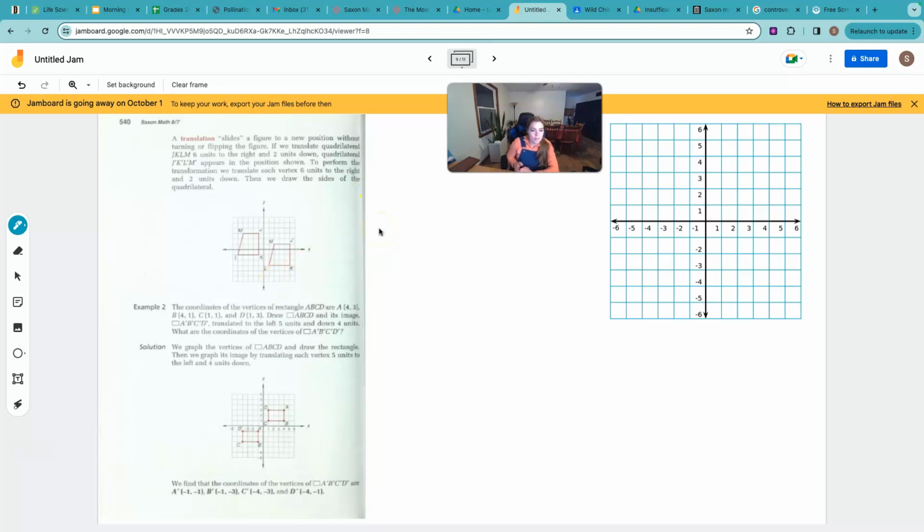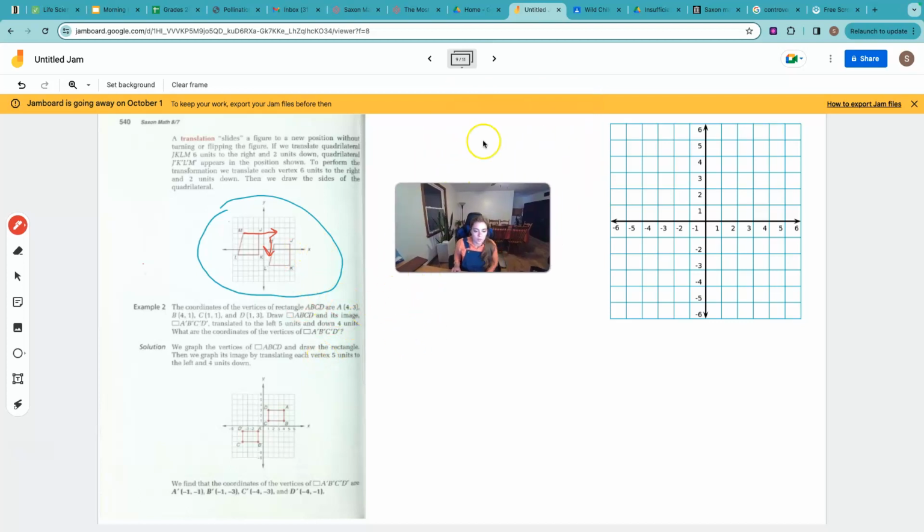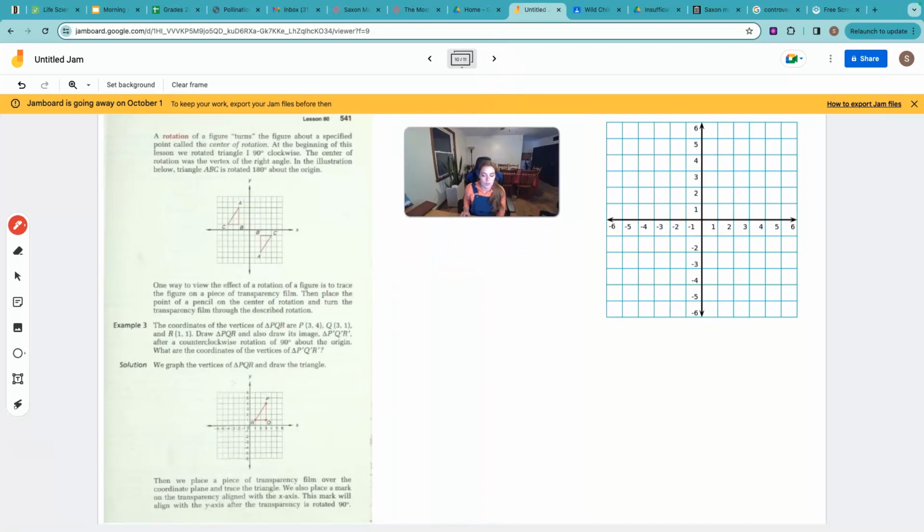A translation slides a figure to a new position without turning or flipping the figure. If we translate quadrilateral KJLM 6 units to the right and 6 units down, we're not flipping it, it's just moving. So it's going 6 units to the right, as you can see here. It moves 6 to the right, and then it's being moved 2 units down. All right. Go on to the next one.